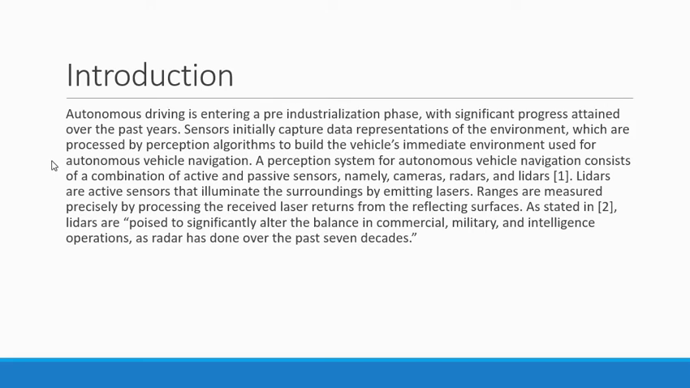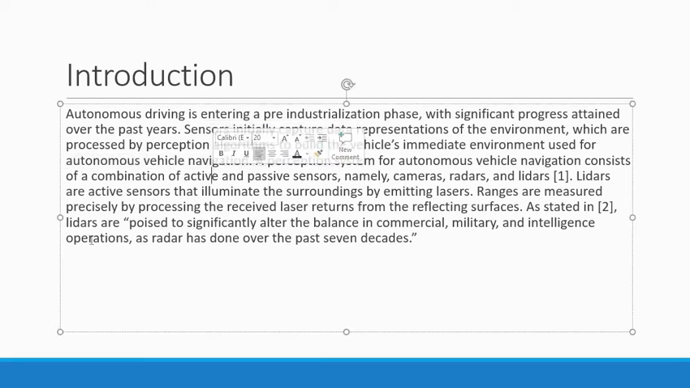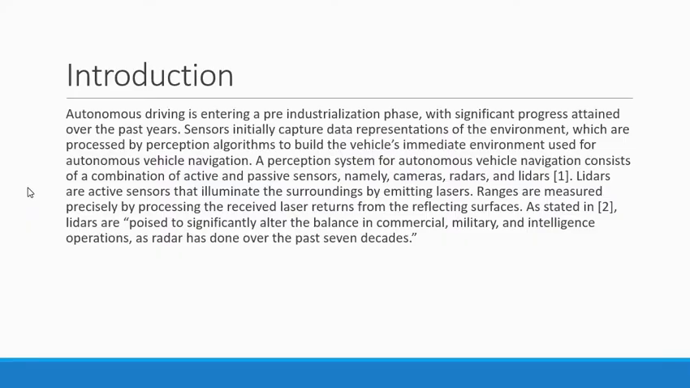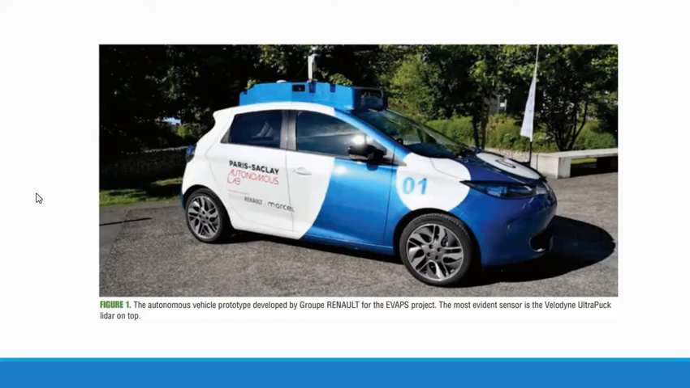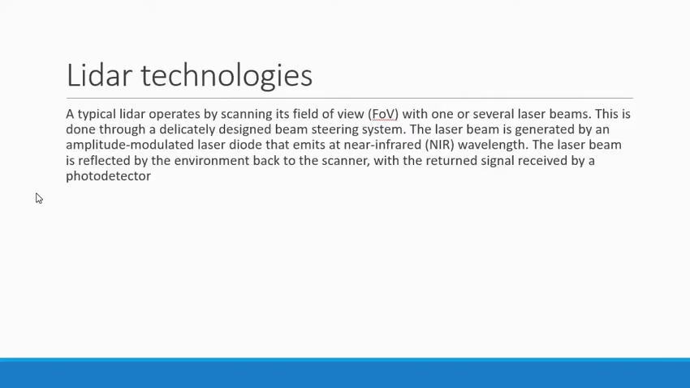We use autonomous driving to navigate vehicles, and to achieve that we use different sensors like cameras, radars, etc. Instead of using those cameras and radars, we can also use lidar, light detection and ranging. And we can see this is the typical lidar scanner.